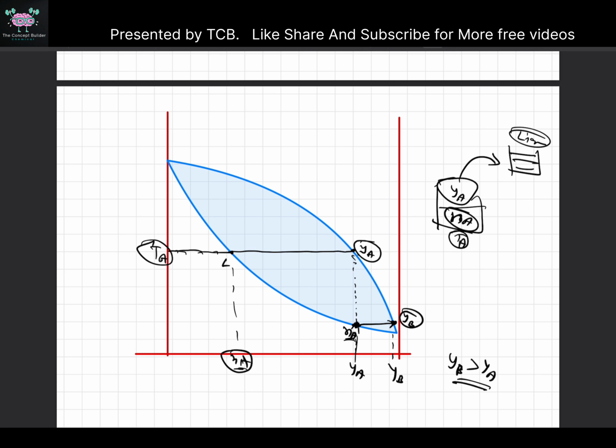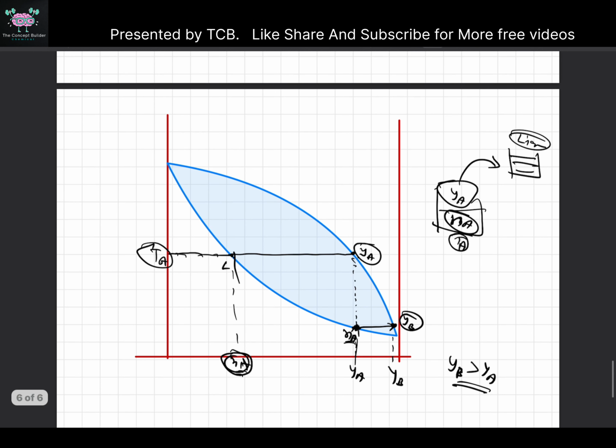Basically what you have done, you have enriched the vapor again. First the liquid composition was XA, and you got a vapor of YA. So that is the first enrichment you got here. In the vapor phase you got some enrichment. Basically you are doing distillation.